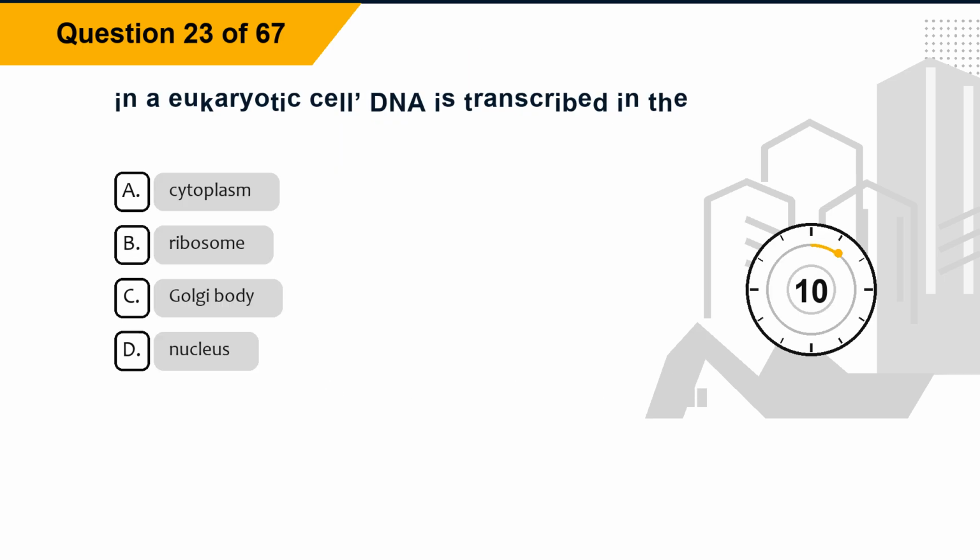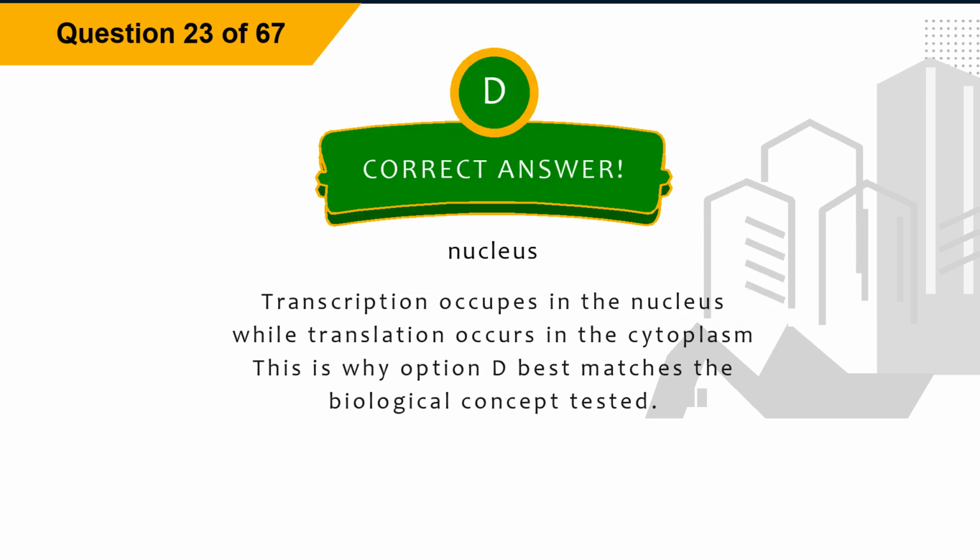Question 23. In a eukaryotic cell, DNA is transcribed in the option A, cytoplasm, option B, ribosome, option C, Golgi body, option D, nucleus. The correct answer is option D, nucleus. Explanation. Transcription occurs in the nucleus while translation occurs in the cytoplasm. This is why option D best matches the biological concept tested.